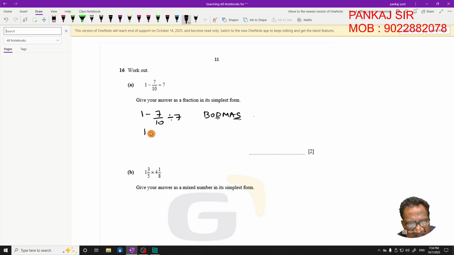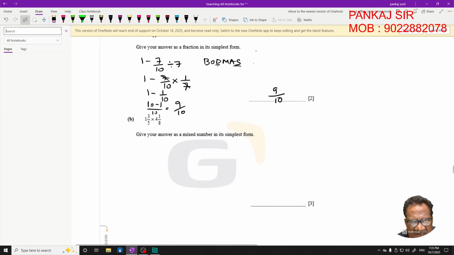So 1 minus 7 upon 10 divided by 7, I'll write it as multiplication, 1 by 7. This 7 will cut, so I'll be left with 1 minus 1 upon 10. So the division operation I did first. Now I can go ahead with subtraction. 1 minus 1 upon 10 is nothing but 10 ones are 10, minus 1 upon 10, which is equal to 9 upon 10. So my answer should be 9 upon 10. This is the right way of doing it. Follow BODMAS.